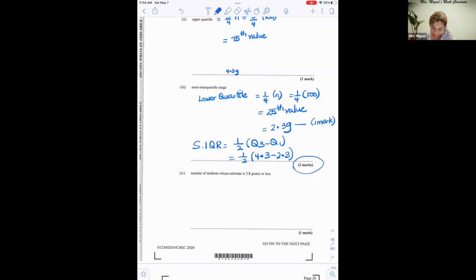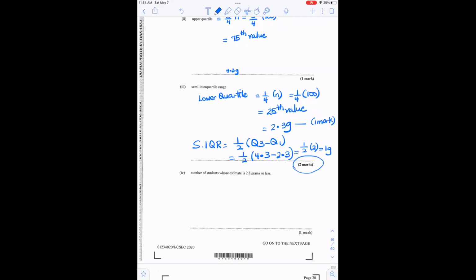All right. Who has an answer? This is half of 2. The answer is 1 gram. Did anybody get it?